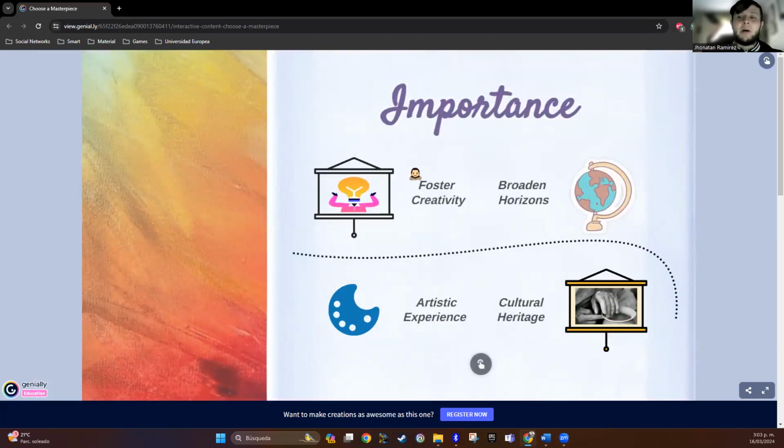Finally, why are we talking about Fernando Botero and the use of clay as the main material? Because it's going to foster creativity in students. It's going to foster cultural heritage because they will understand a lot of things about Fernando Botero's background, about our context in Colombia. And of course, if we are talking about the different artistic experiences, they will help students to broaden new horizons.